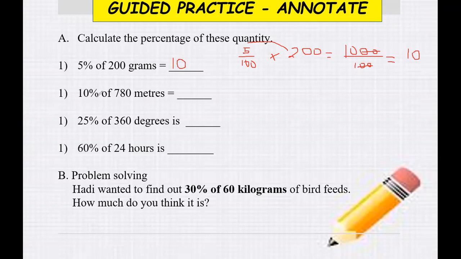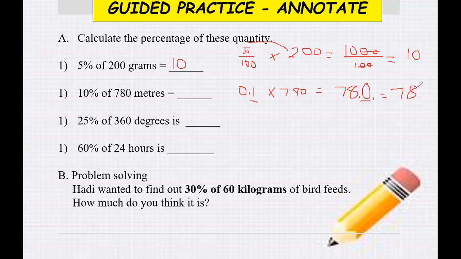Now let's do another one. I'm using a different method: 0.1 times 780. So 1 times 780 is 780. And remember, these are whole numbers, so I will put the point here. We have 1 decimal place, so I will move the decimal here. So the answer is 78.